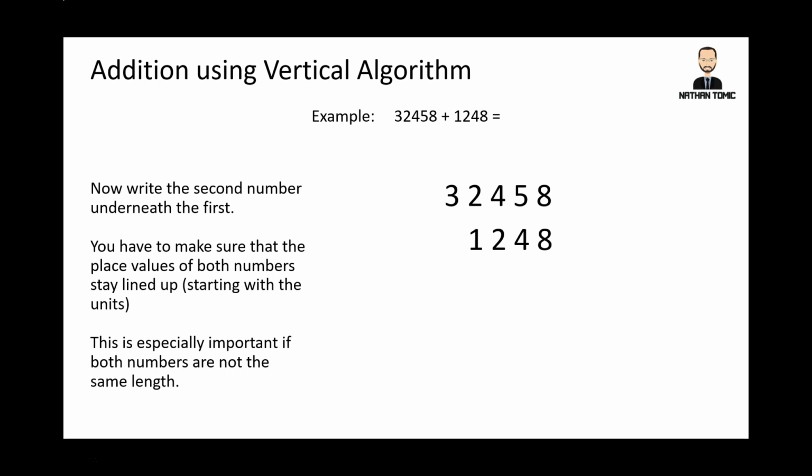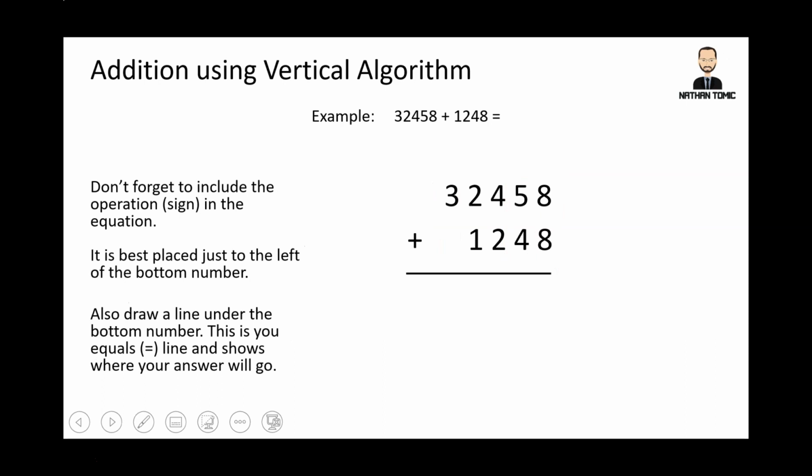And the important part here is to make sure that we keep all the place values lined up, starting with our units. So we can see here that we have the units clearly lined up together, the tens, the hundreds, the thousands, and the tens of thousands, although of course there isn't anything for the tens of thousands in the second number. But it's very, very important that we keep all of those place values lined up. After we've written out the numbers, we should add the sign for the operation we're doing, which in this case is a plus. And we should also add a line underneath, which indicates where our answer will go.